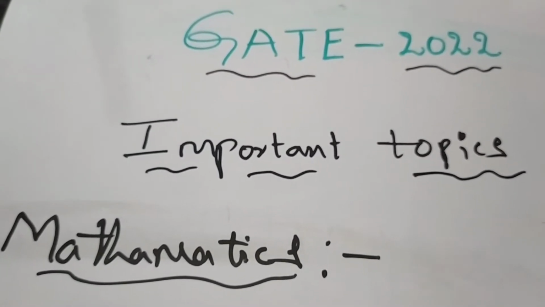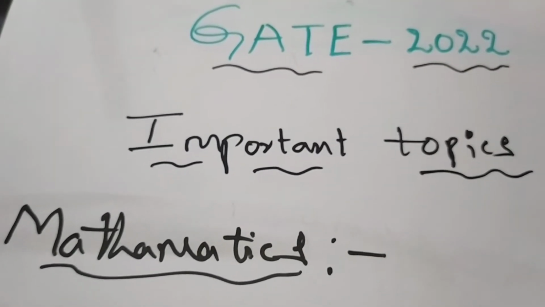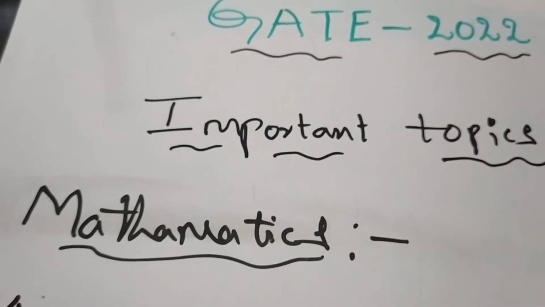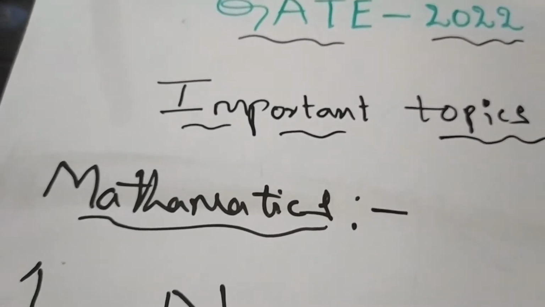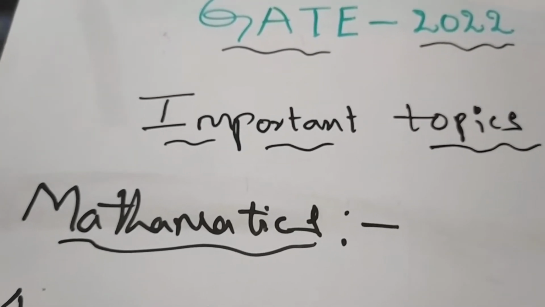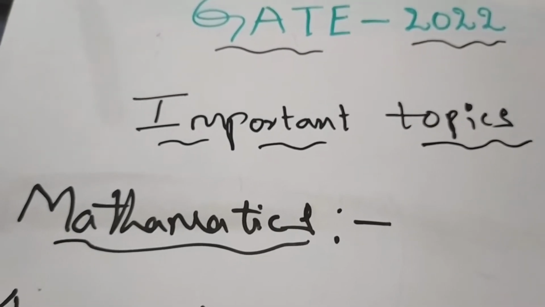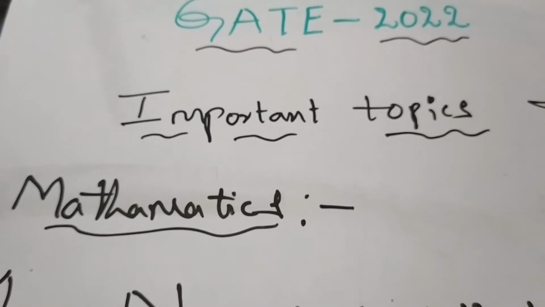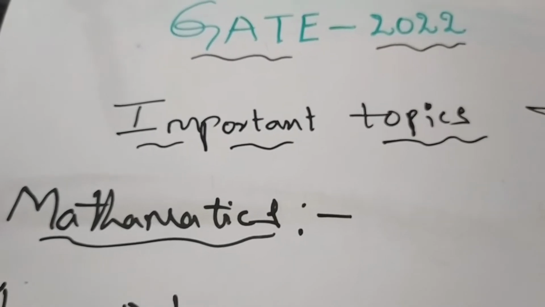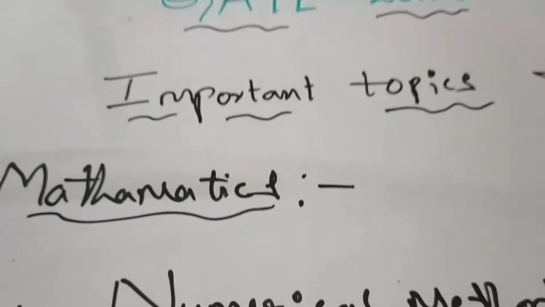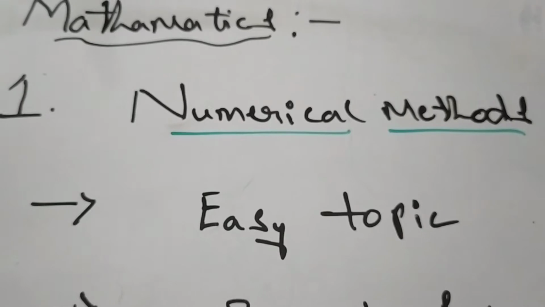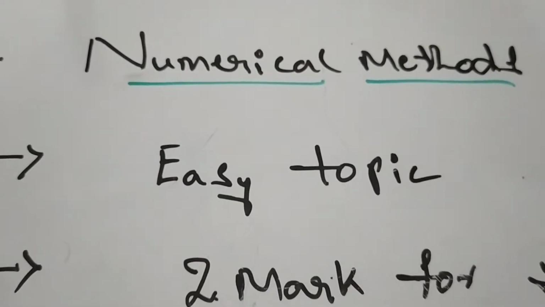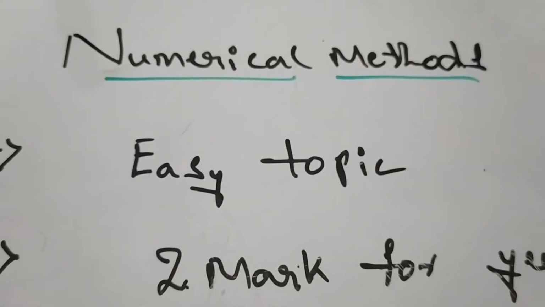Today we discuss important topics for the GATE 2022 examination. One of the most important and major scoring areas is mathematics. In the GATE examination, the mathematics paper is very easy and simple, especially for mechanical and civil students. First topic is numerical methods. Numerical methods is a very easy topic and carries 2 marks every year in each paper.